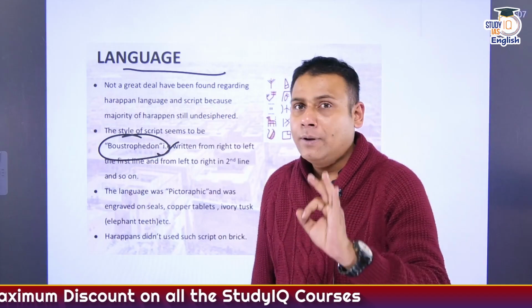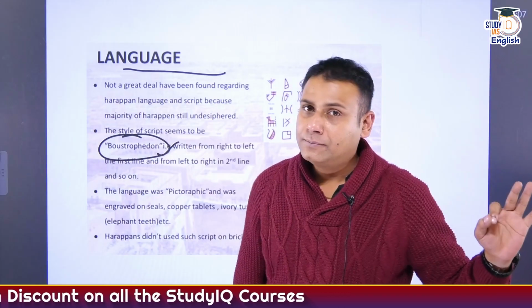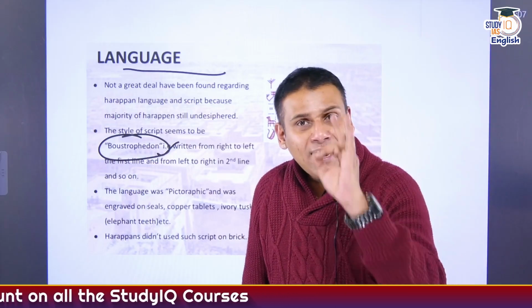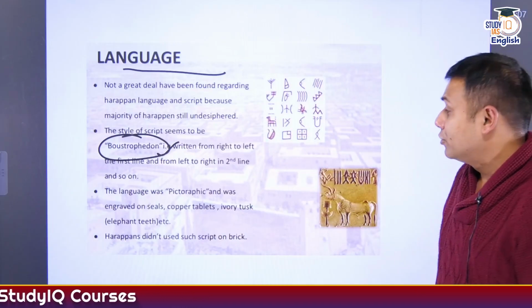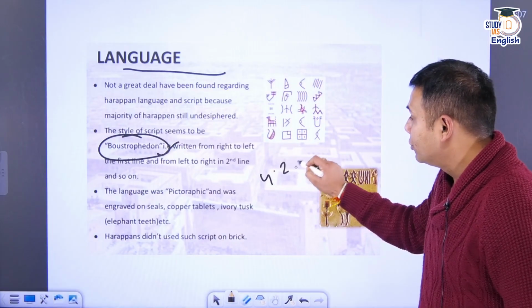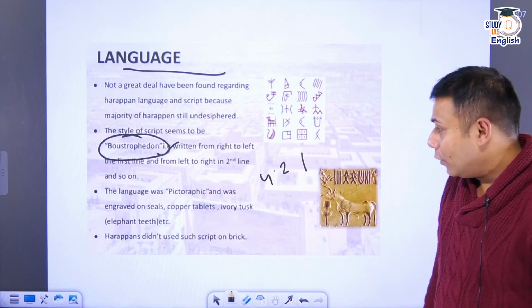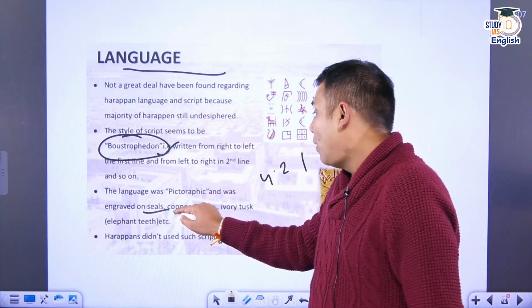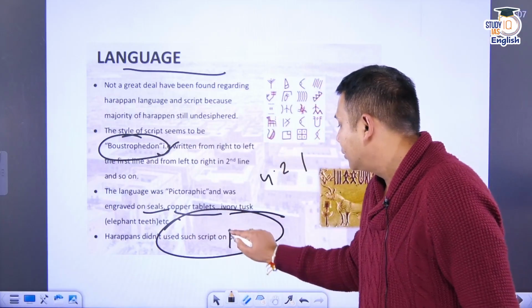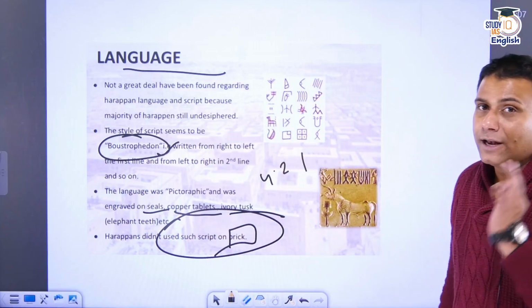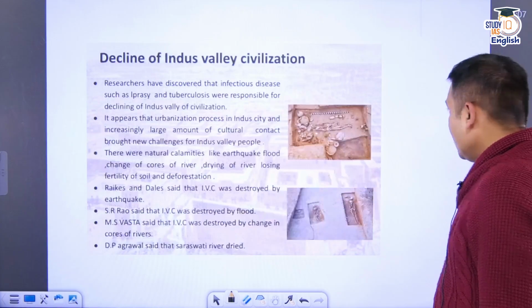Indus Valley script is not found on the bricks. I repeat, Indus Valley script is not found on the bricks, and the size of the bricks, it is believed, was uniform, 4:2:1. Okay, it is found on the seals, it is found on the copper tablets, ivory tusk, but it is not found on the bricks. Please remember this statement. Okay.